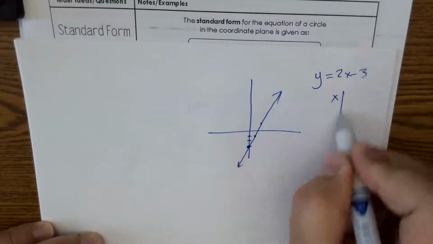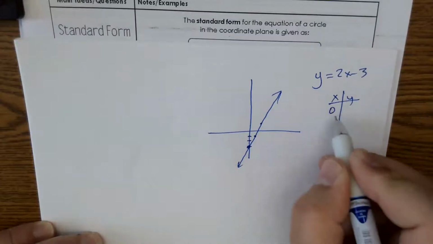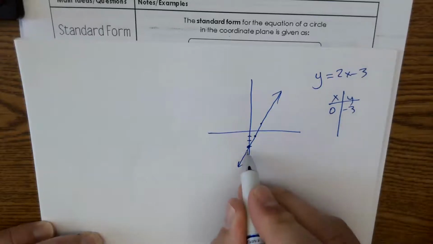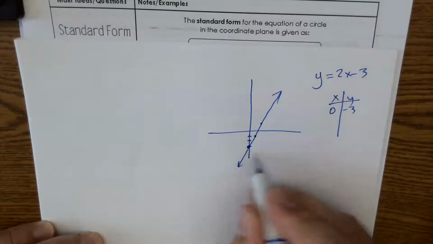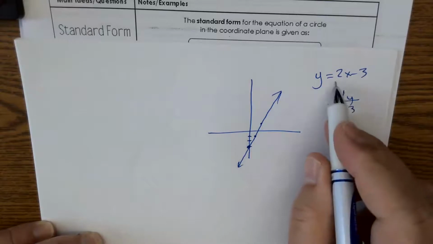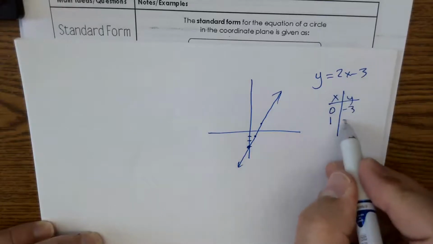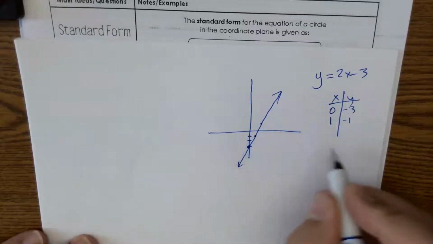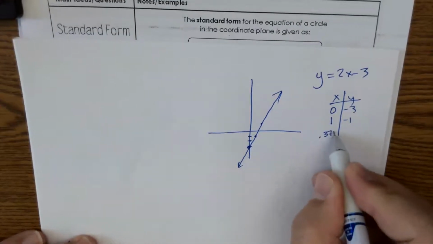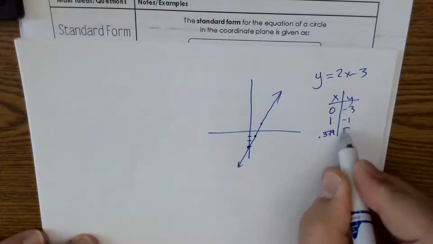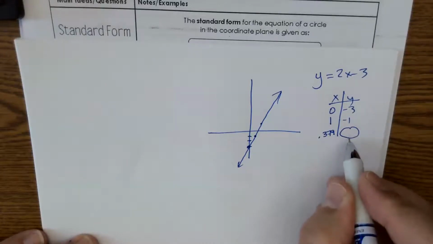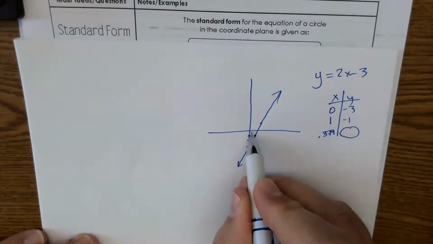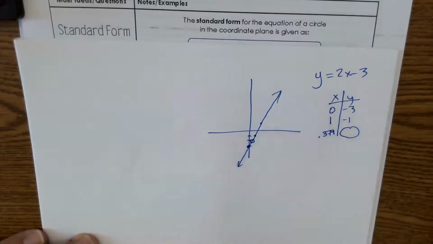Right? I could make an x and a y table. And if I put in 0 for x, 2 times 0 is 0 minus 3 is -3. So I can plot the point (0, -3). If I put in 1, 2 times 1 is 2 minus 3 is -1. The point (1, -1) would also be on this. And I could choose crazy decimals, right? 0.379, and there would be some equivalent value for y that matches, so that when I put in 0.379, it takes me to that point on the graph.